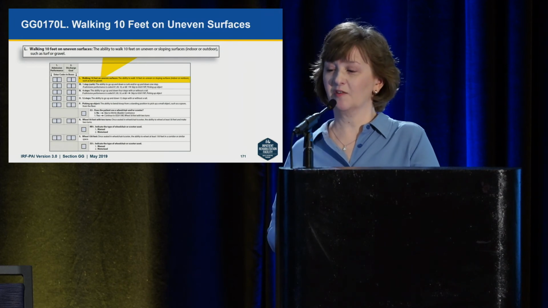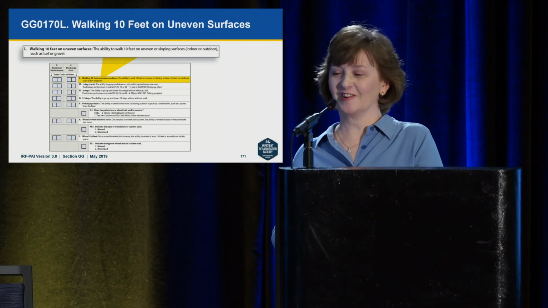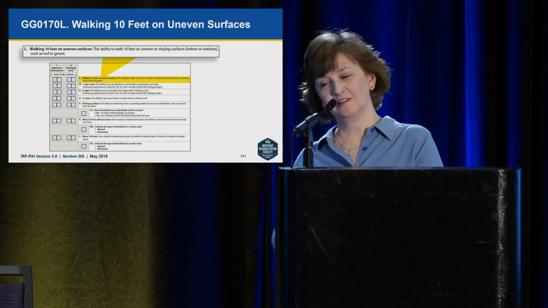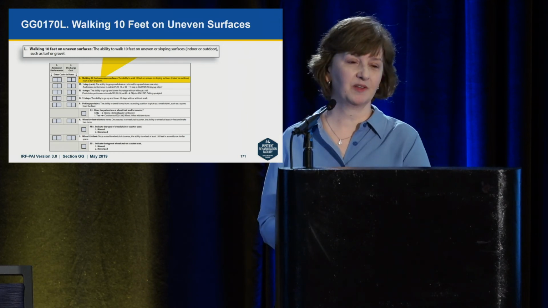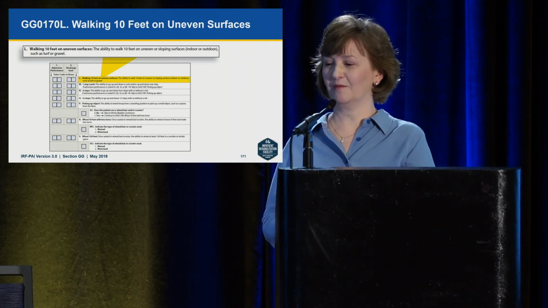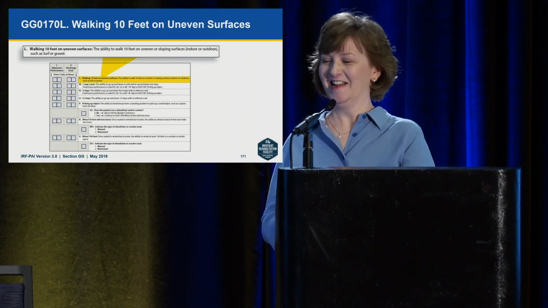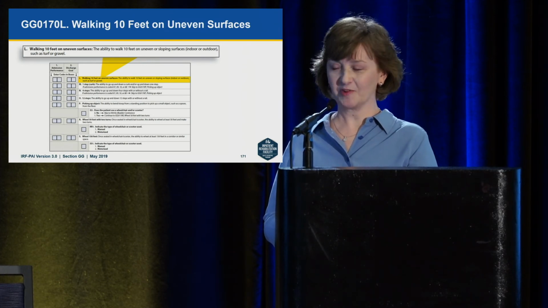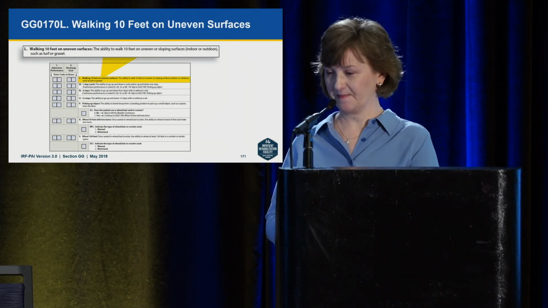Okay, the next activity is walking 10 feet on uneven surfaces. This refers to the ability to walk 10 feet on uneven or sloping surfaces. It could be indoor, it could be outdoor, it could be on turf or gravel. I know some rehabilitation hospitals have set up obstacle courses. I live in Chicago, you can't walk down Michigan Avenue without a little bit of extra help to make sure your balance is good. And so obstacle courses are definitely acceptable as part of a simulation.